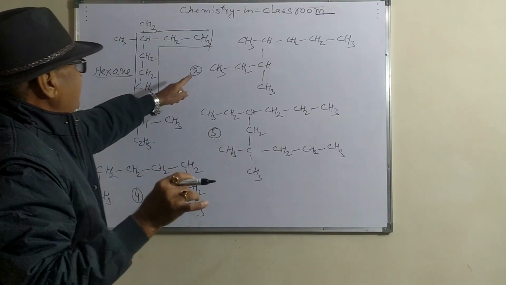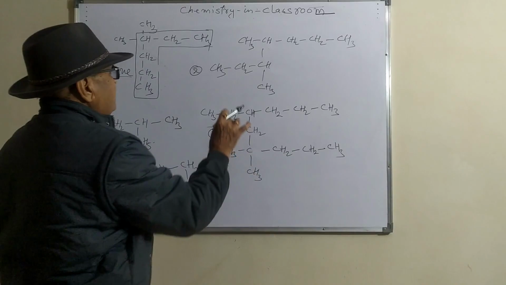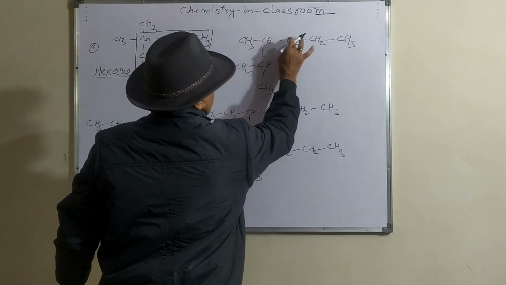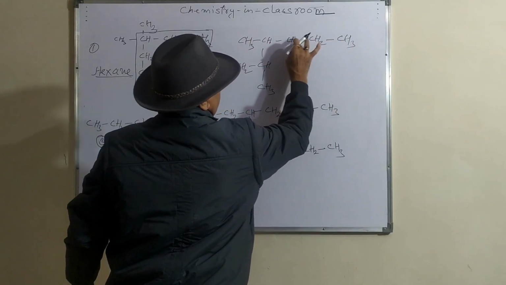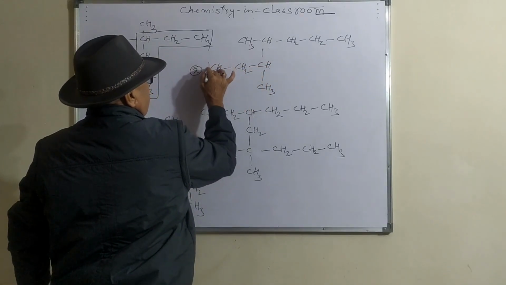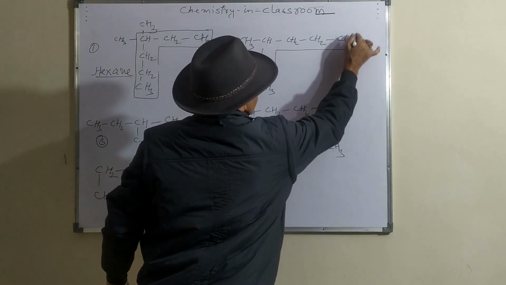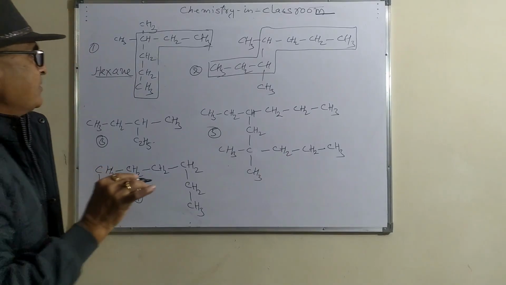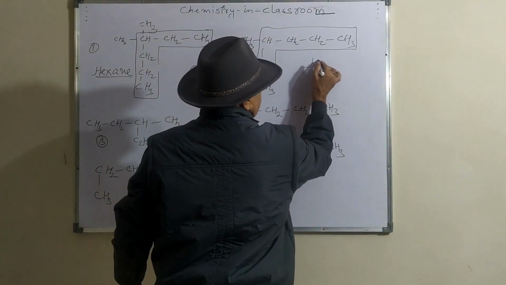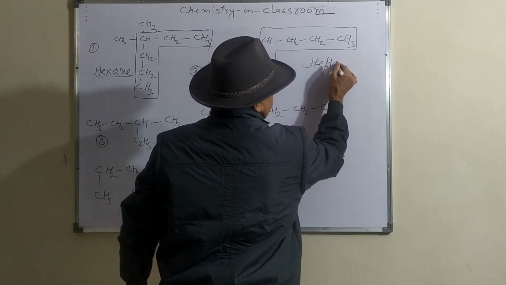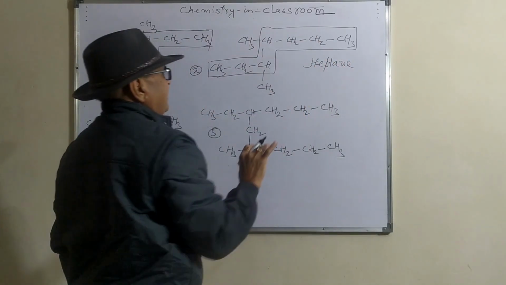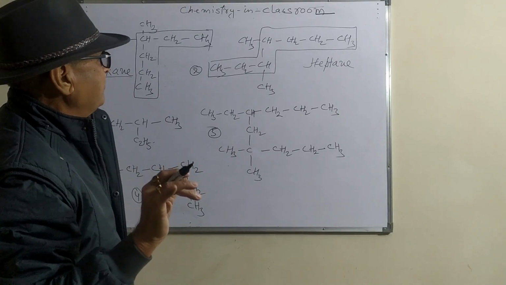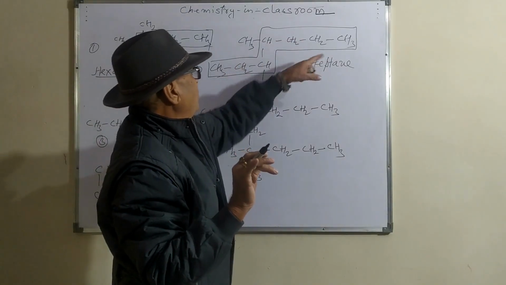Now the second structure. If you count 1, 2, 3, 4, 5, 6, and 1, 2, 3, 4, 5, 6, 7. So this will be the longest chain in this structure. There are 7 carbon atoms in the longest chain. So the parent compound will be heptane, because all the carbons are bonded with single bonds. The name of this compound will be 3,4-heptane.